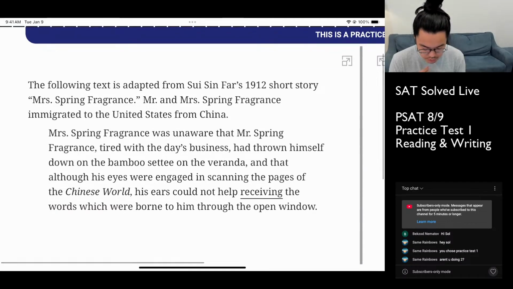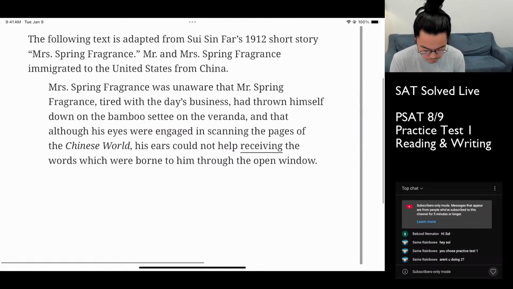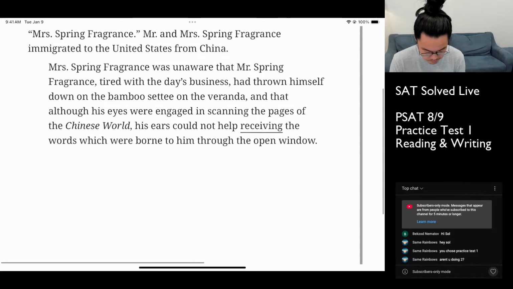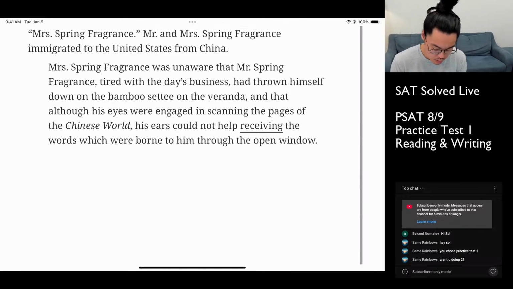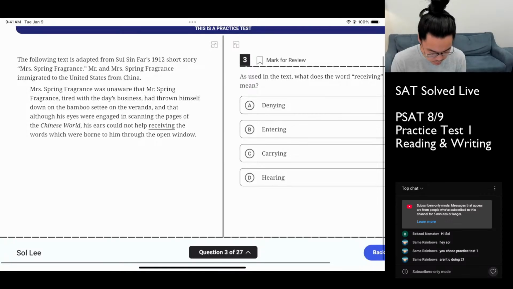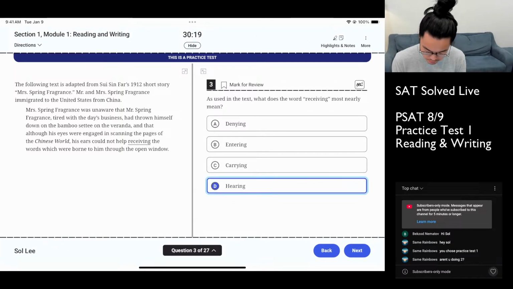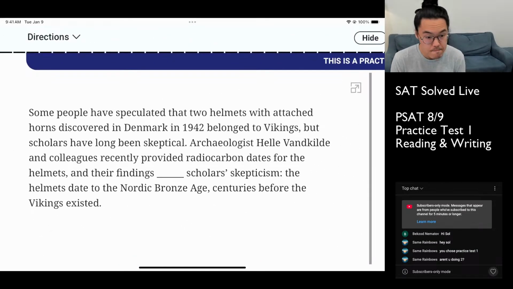Unaware that Mr. Spring Fragrance... Okay, hang on. Mr. and Mrs. Spring Fragrance have come from China in 1912. The husband is tired, and although his eyes were engaged in scanning the pages of the newspaper, his ears could not help receiving the words which were borne to him through the open window. So hearing. Okay, that is exactly what I predicted. Moving on.